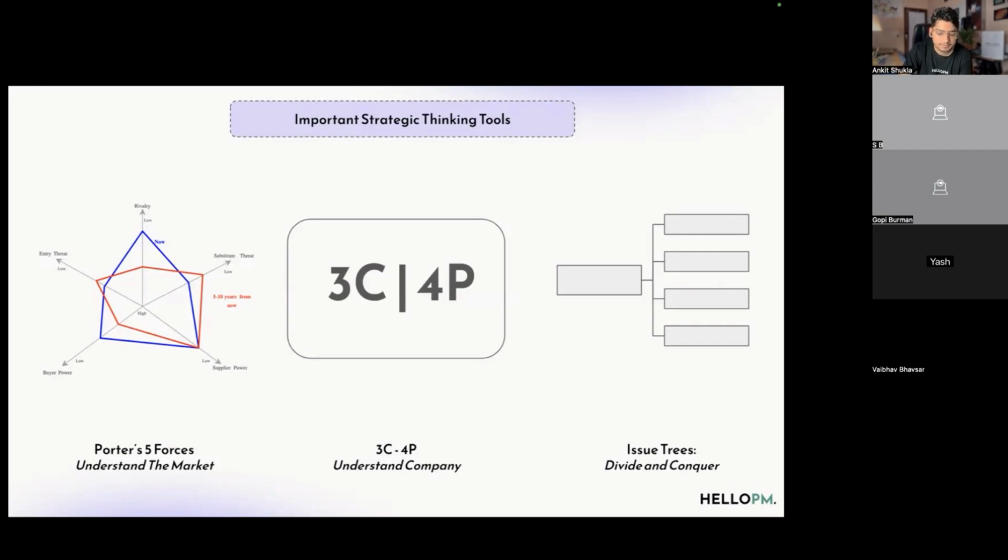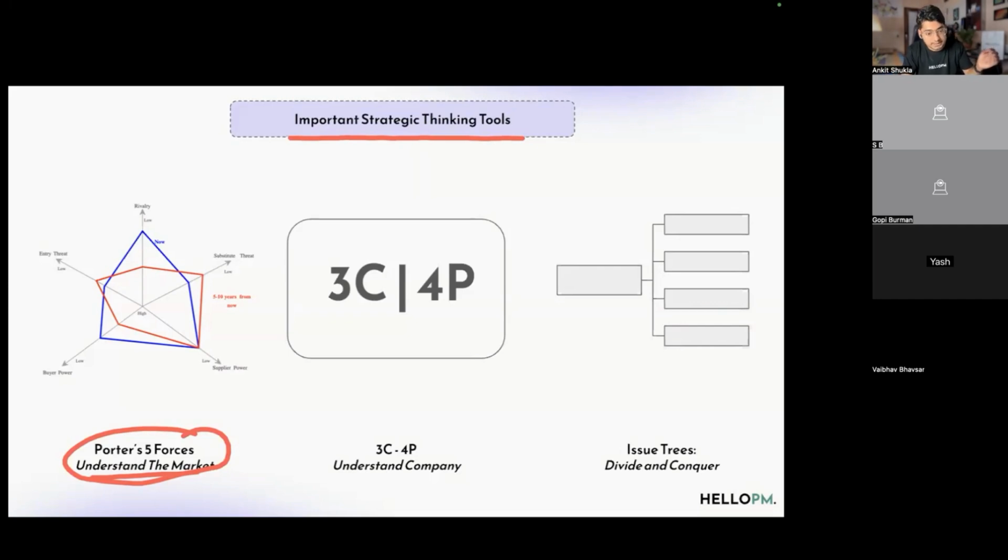Now these are the three tools that will help you with strategic thinking. The number one tool is Porter's five forces. It will help you understand how to understand a market. Because of lack of time, I'll not be able to explain what Porter's five forces are, but it's a fantastic model and I will include a link for you. It will help you understand the dynamics of the market, how much competition there is, whether you should get into it or not, and if you are already in that market, how you should go ahead and win.